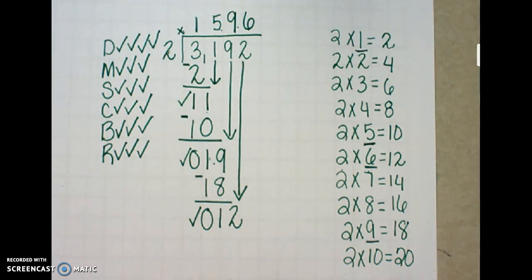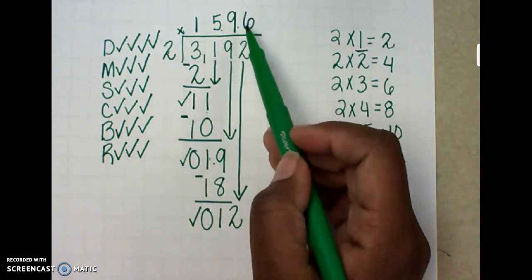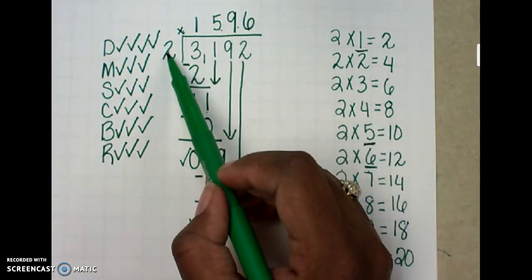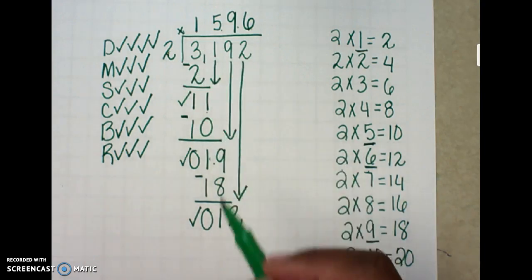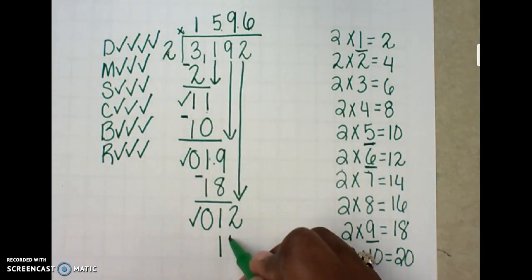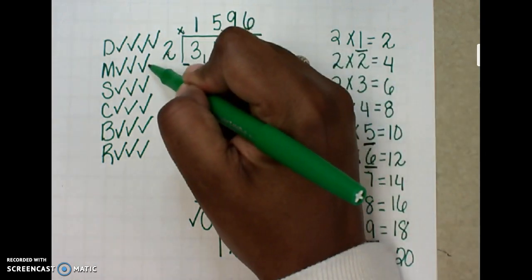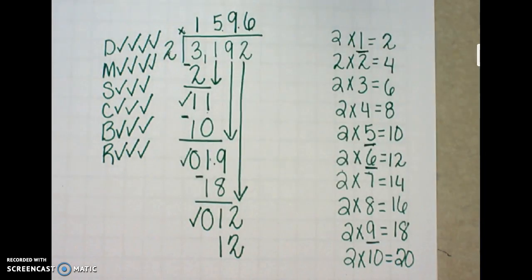Now I'm ready to multiply. 2 times 6. 2 times 6 is 12, and I'm writing the 12 directly underneath the other 12. I have just multiplied.